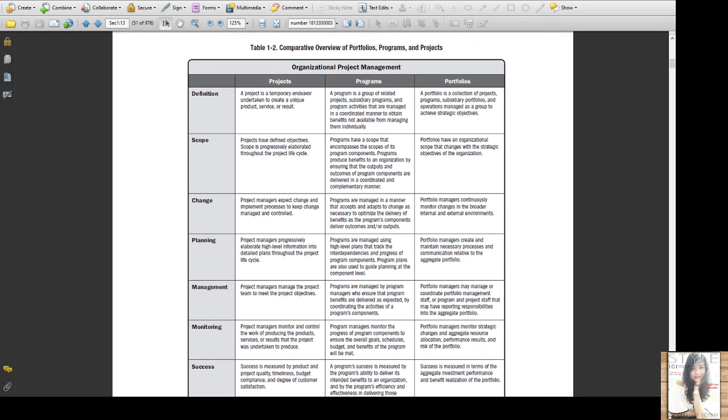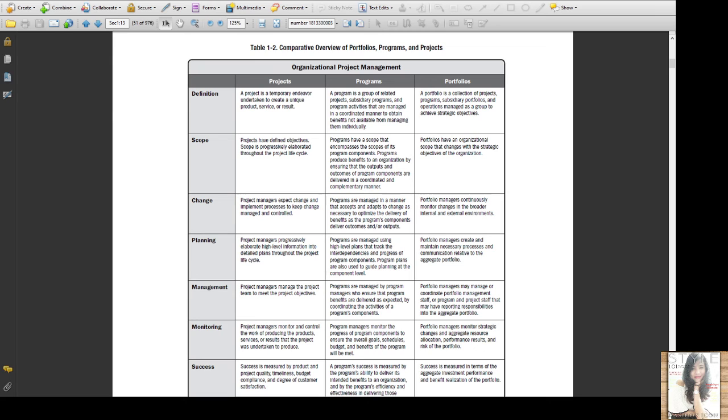An example of a program is a new communication satellite system with projects for the design and construction of the satellite, the ground station, the launch of the satellite, and integration of the system. For information on program management, see The Standard for Program Management.